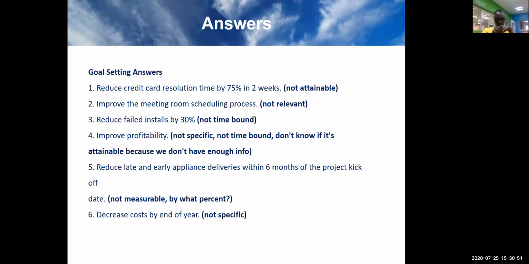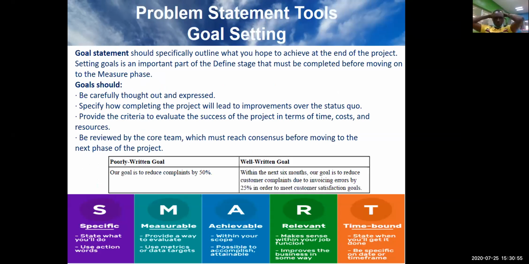So, having well crafted goals that are SMART, specific, measurable, achievable, relevant, time bound, is really critical to the success of any project, because until you can properly state your goal, until you can properly state your problem statement and link it to a goal, that's when you truly understand.